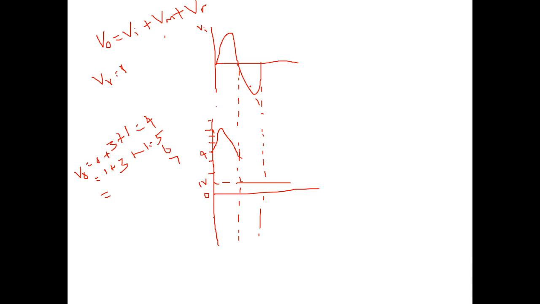Now we will see in the negative half cycle what the output will be. If my input is minus 1 volt, then the output will be minus 1 plus 3 plus 1, that is 3 volt. If my input is minus 2 volt, then it will be 2 volt. If it is minus 3, then it will be 1 volt. So it varies from 3 to 1 volt. This is how I will be getting the output.